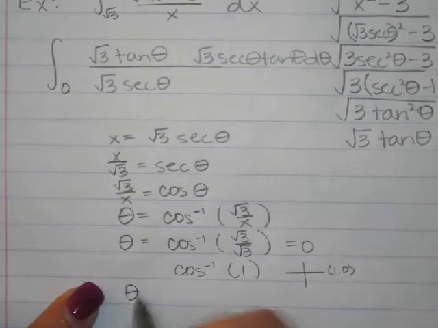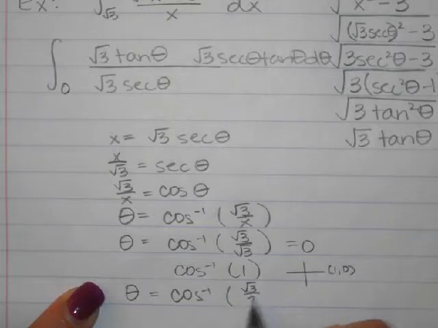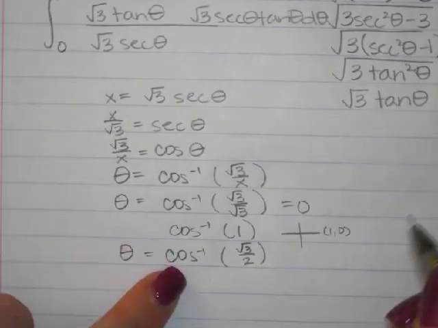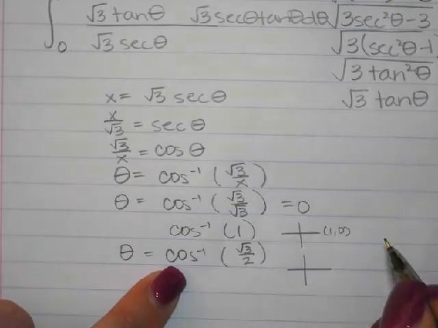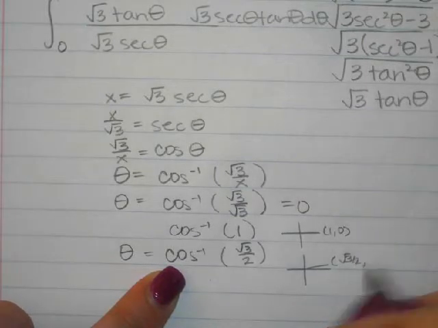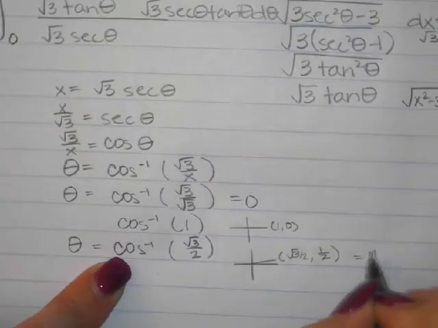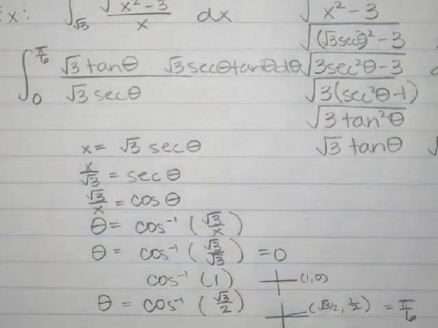And then for the other one, we would say cos inverse of root 3 over an x value of 2. And where would that happen? It'd be right here. So root 3 over 2 for the x value, 1/2 for the y value. That would be at pi over 6. So your theta value here is pi over 6. So that means your upper bound is pi over 6.